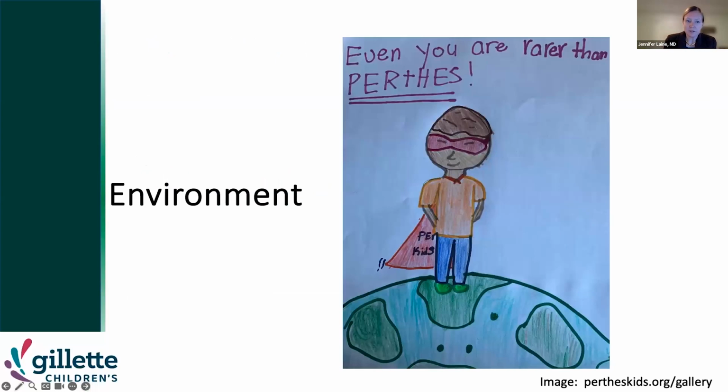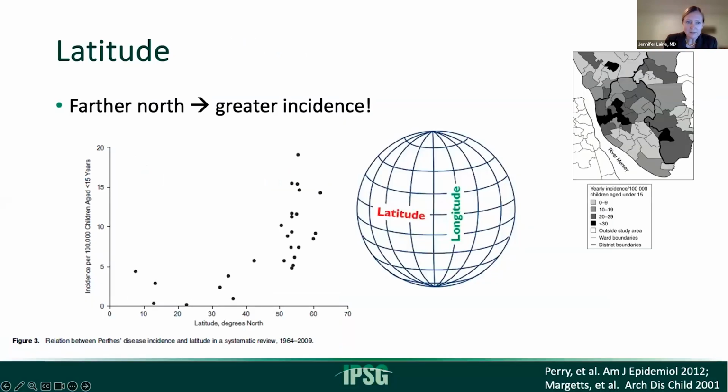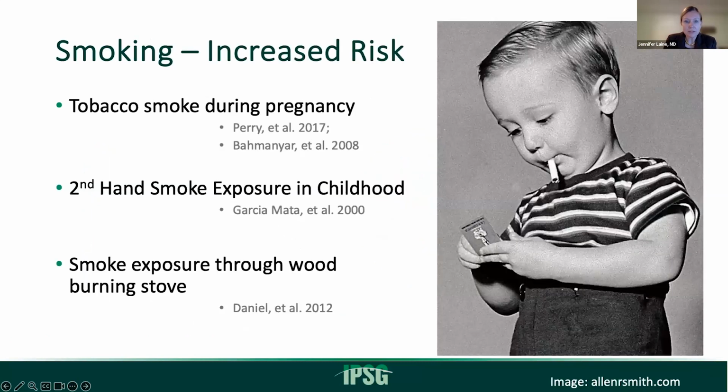Let's go into a little bit of the literature on whether environment may play a role in Perthes disease. Multiple studies have shown that the farther north you are, the greater the incidence of Perthes disease. There are other conditions like osteoporosis and MS that also follow this pattern, but there has been an association with being farther north. Also, there's an association with an increased risk of Perthes with smoke exposure, whether during pregnancy, secondhand smoke during childhood, or even being in a home that has a wood-burning stove. But clearly not everyone with Perthes has smoke exposure.